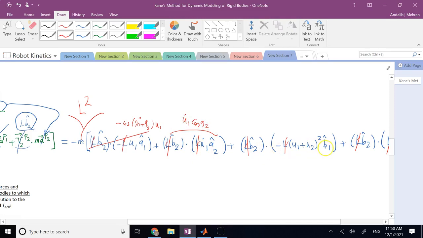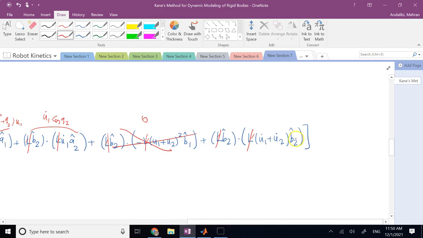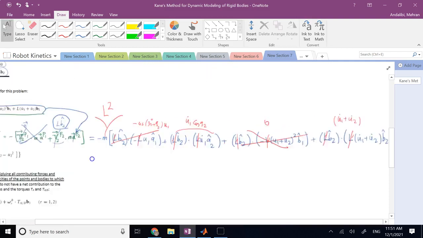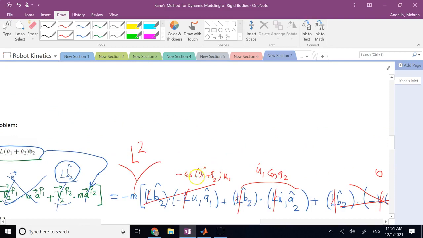Correct? What about here? B2 dot B1. We know B1 and B2, they are perpendicular to each other, so the whole dot product is going to be 0. And here you have B2 dot B2, which is 1. So all you will get is really U1 dot plus U2 dot times cosine of 0, which is 1. So if I want to simplify, you will get what? Negative ML squared times what? From geometry, you know cosine of 90 plus an angle is negative sine. With that negative sign, it becomes positive sine.